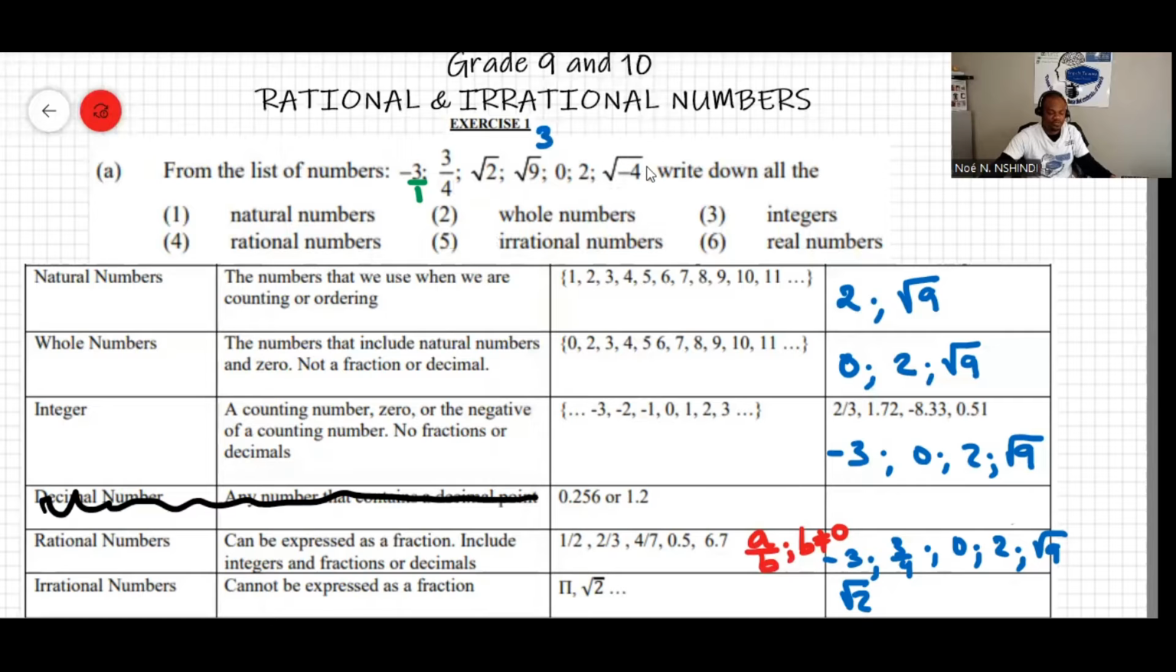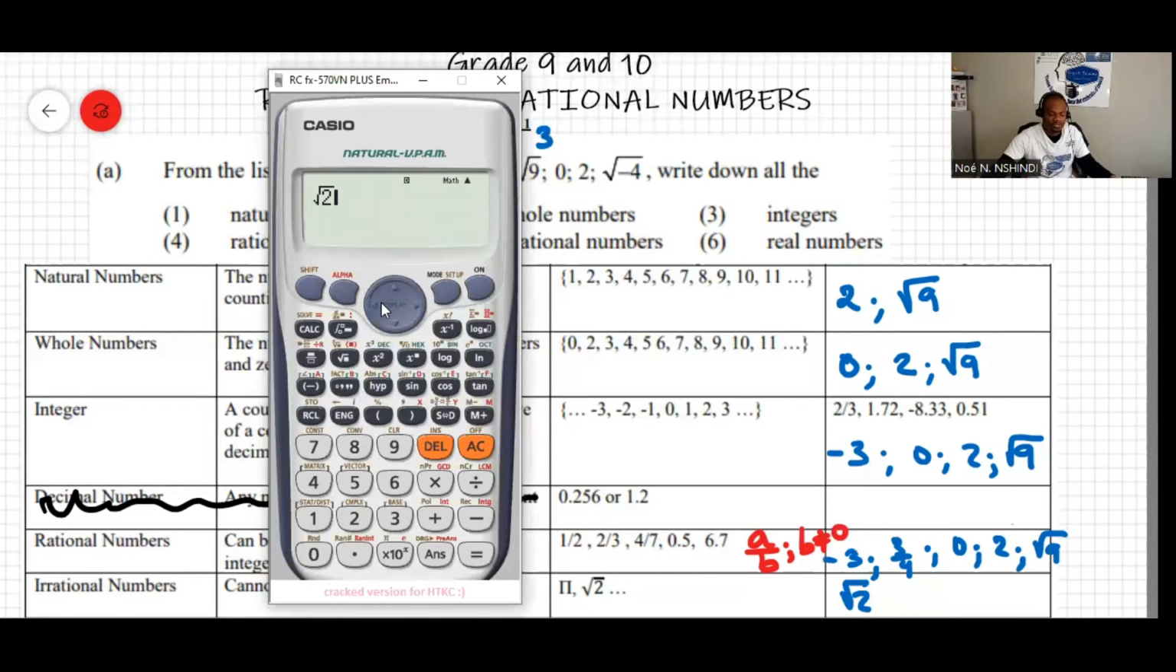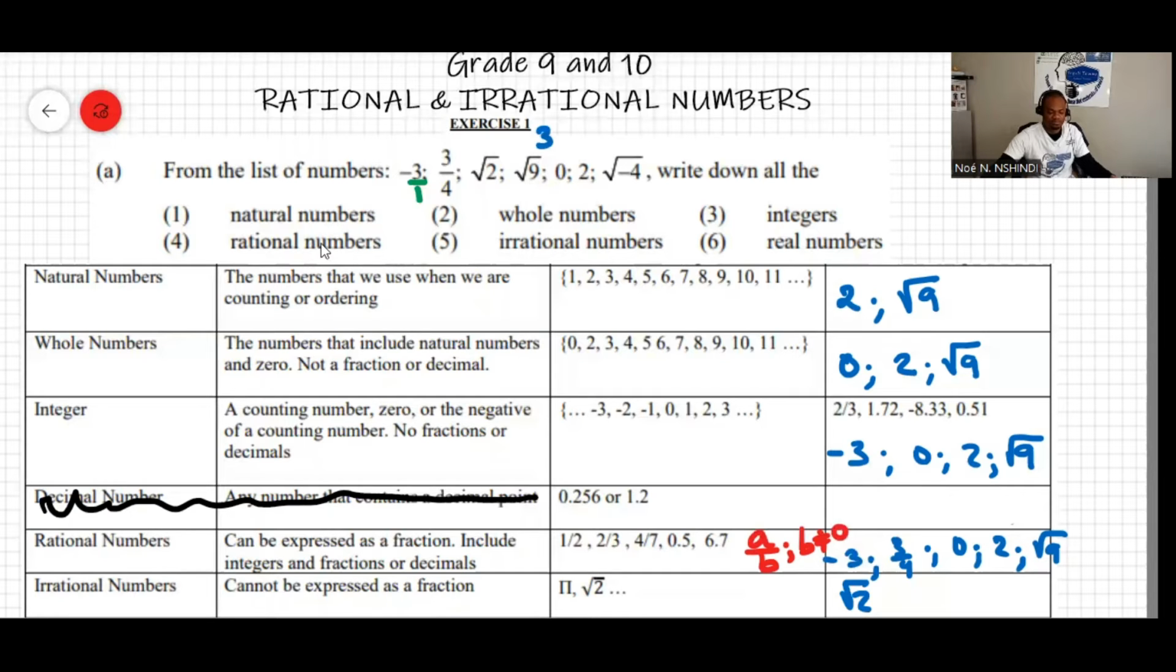What about square root of -4, for instance? This cannot even be simplified. These are the type of numbers we call non-real numbers, because as we proved earlier, if I do square root of -4 in the calculator, it's going to send an error message. It simply means this number is not a real number. Square root of -4 is not a real number. They didn't ask us to complete non-real numbers here, so I leave it out.